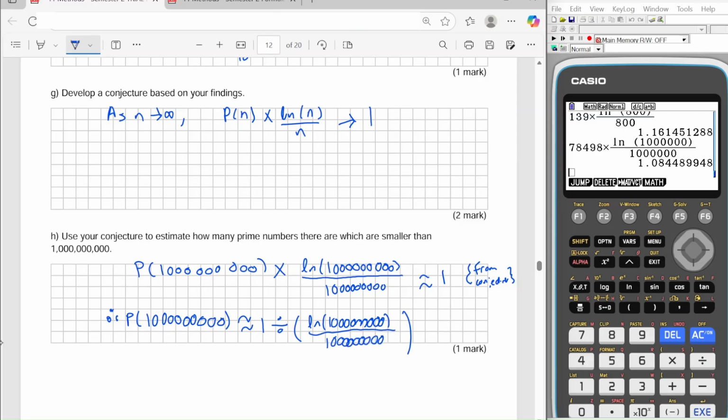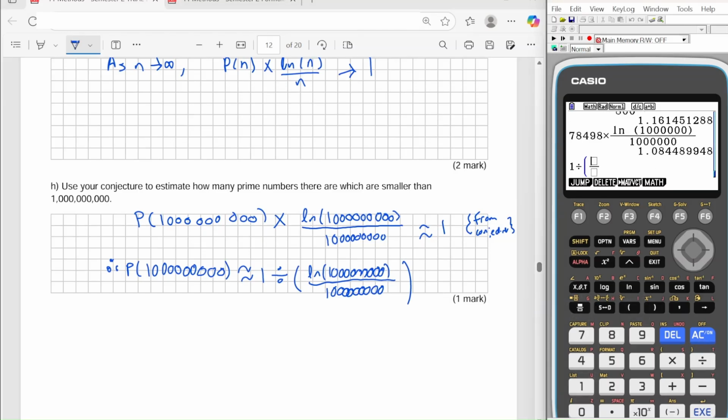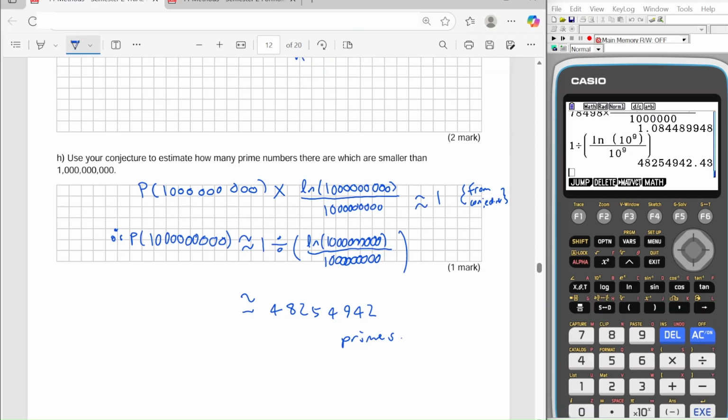Okay, so let's see if we can get that. So 1 divided by fraction. Log of a billion. Just going to use 10 to the 9 over 10 to the 9. Hey, that number: 48,254,942 primes. That's how many primes we'd expect roughly to be less than a billion.